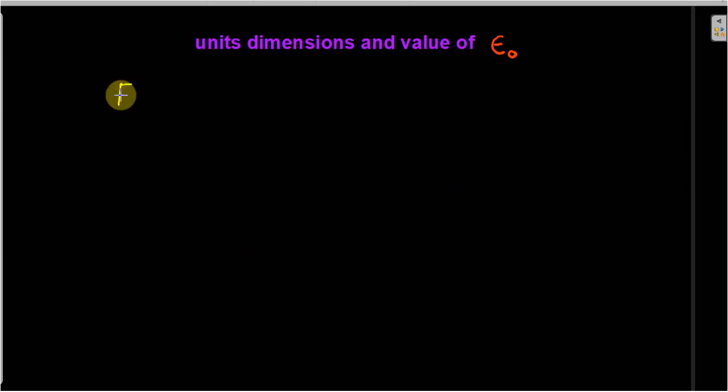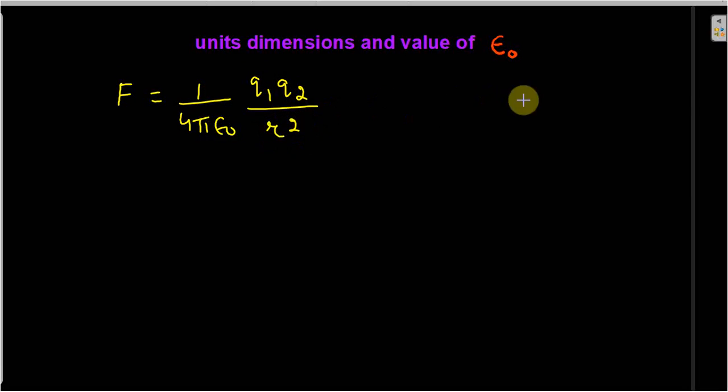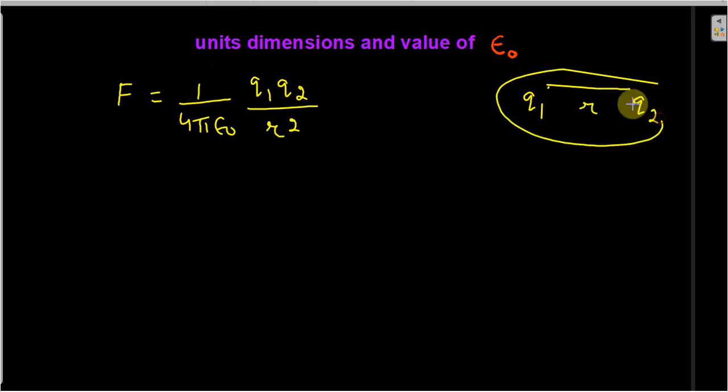So as we know, F is equal to 1 by 4 pi epsilon naught Q1 Q2, two charges, and R square, where R is the distance between the two charges. You have two charges, the first one is Q1, the second one is Q2, and the distance is R. I wrote this formula for this diagram. From this formula you can find out the value of epsilon naught.